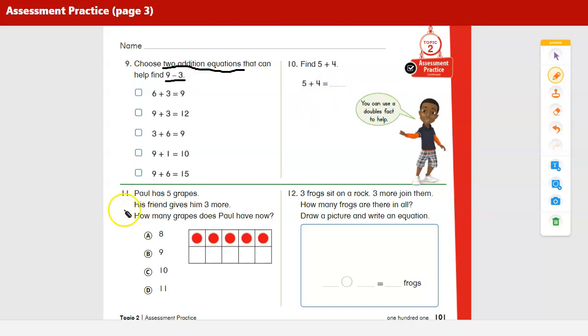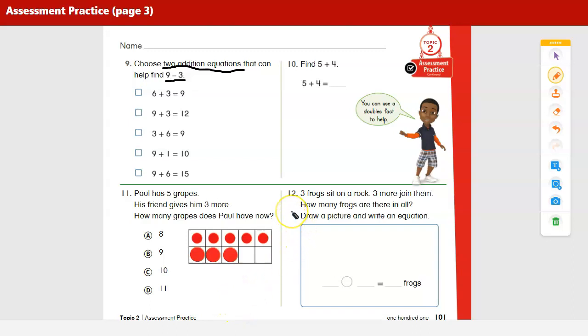Number 11 says Paul has 5 grapes. His friend gives him 3 more. How many grapes does Paul have now? So it has another tens frame for this problem. So if Paul has 5 grapes and he adds 1, 2, 3 more, how many total grapes does Paul have now? Does he have 8, 9, 10, or 11? Then you are going to fill in that answer choice.